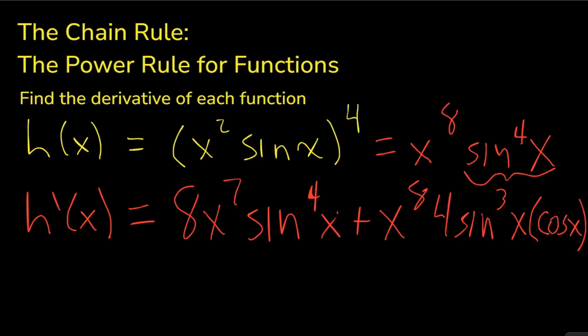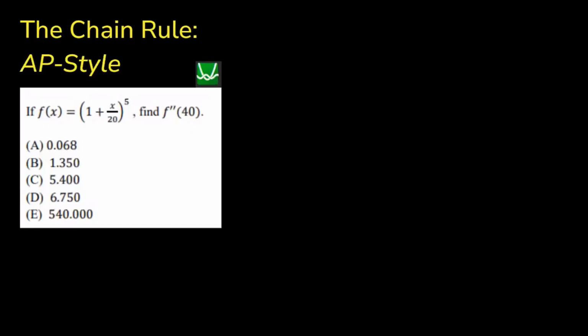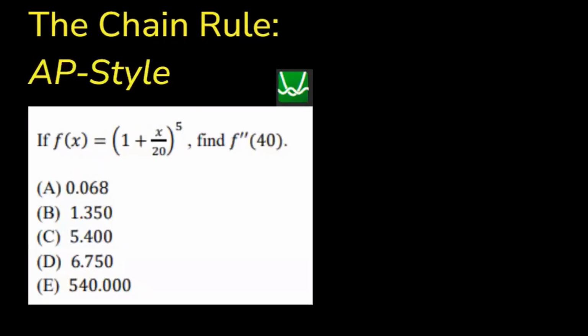All right, now we're going to go over a couple AP style questions here. So for this one, if f equals 1 plus x over 20 to the fifth power, find f double prime of 40. This little Desmos symbol right here means that we can use Desmos. Little tip here, don't waste time trying to algebraically figure out the second derivative of that function. Just pump that function directly into Desmos and then use the prime notation and get f double prime of 40.